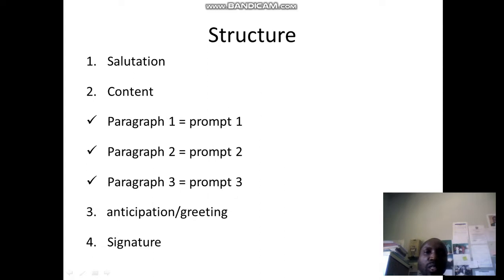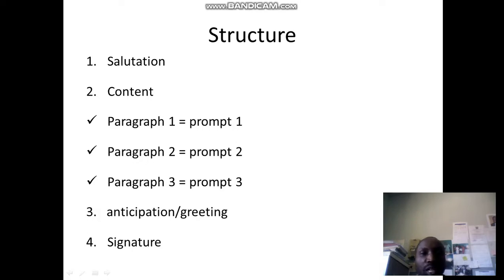Now, let's look at the structure. You have your salutation there, and then you have your content. Under content is paragraph 1, paragraph 2, and paragraph 3. These paragraphs must be based on the prompts that you are given. And then from there, anticipation or greeting.